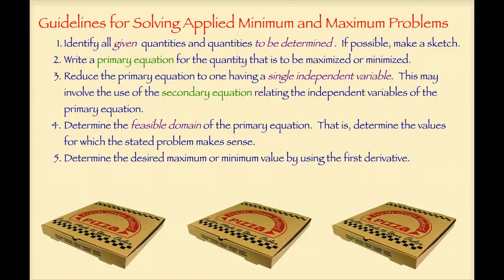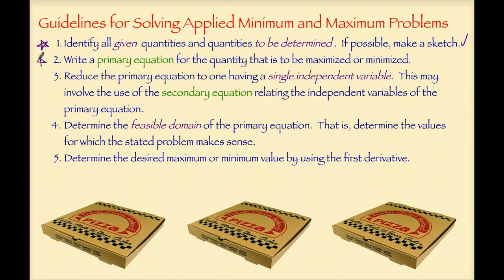Here are some general guidelines for solving applied minimum and maximum problems. First, identify all given quantities and quantities to be determined. In the last example, we were given surface area and we were to determine maximum volume. If possible, make a sketch. Always make a sketch, boys and girls. That always makes it easier to come up with the equations and functions that you need.